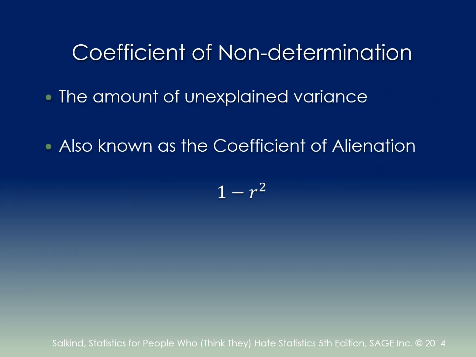And this unexplained variance is called the coefficient of non-determination, or even more lovely, and this is a real huggy one, the coefficient of alienation. So it would be 1 minus r squared.